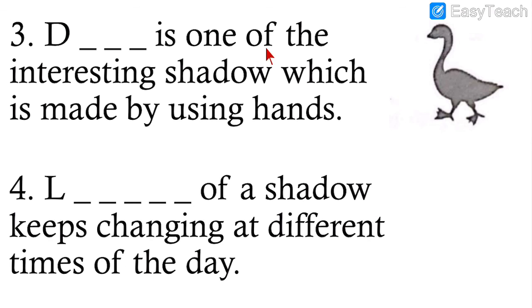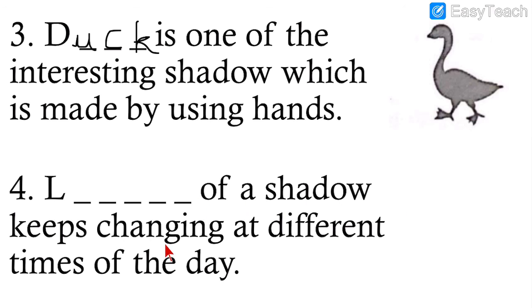Next, dash is one of the interesting shadows which is made by using hands. You see, one of the interesting shadows which you can make, you can draw, like with your hands you can do it. Which is that which you can do with your hands? Can you identify? It is a duck. It starts with D. See, the hint is already given. So let us write D, then U, D-U-C-K, duck. Duck is one of the interesting shadows which is made by hands.